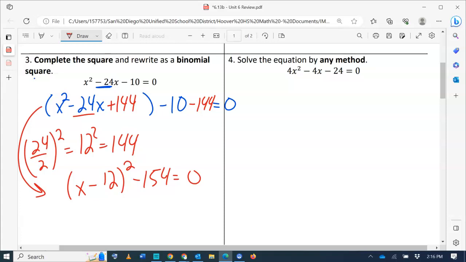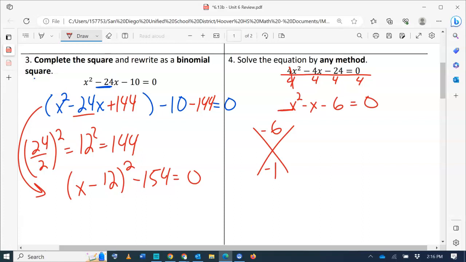Solve the equation by any method. So the first thing I'm going to do is I'm going to divide the entire problem by 4. Okay, so that cancels out. This becomes a negative x, and that becomes minus 6, and this is still 0. Then we can factor this if you want. That's what I would do. It seems pretty easy to factor, because our a is 1. So our a times c is negative 6. Our b value is negative 1. What multiplies to negative 6 and adds to negative 1 is negative 3 and positive 2.